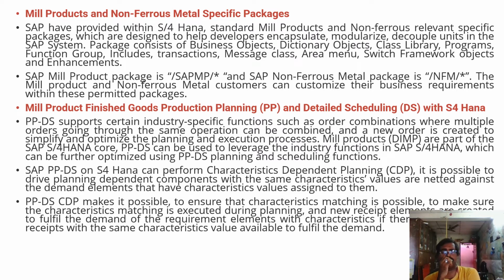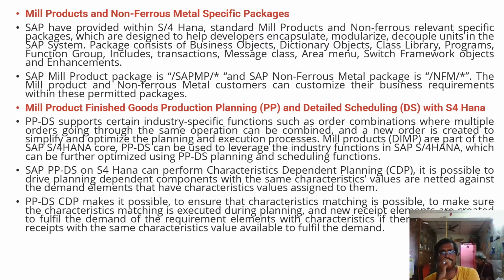Mill product finished goods production planning and detailed scheduling within SAP S/4HANA. So for finished goods in mill products, we have production planning and then detailed scheduling within SAP S/4HANA. PP/DS supports certain industry-specific functions, such as order combinations, where multiple orders going through the same operation can be combined. A new order is created to simplify and optimize the planning and execution process. Mill products, that is DIMP, are part of the SAP S/4HANA core.